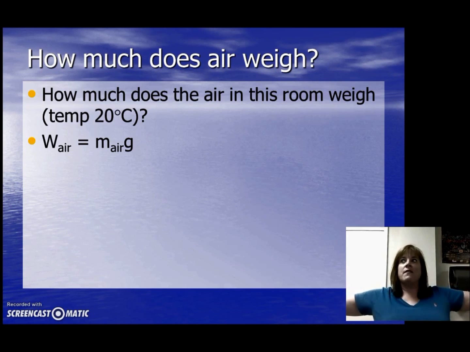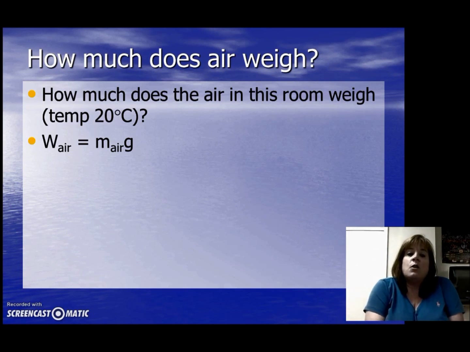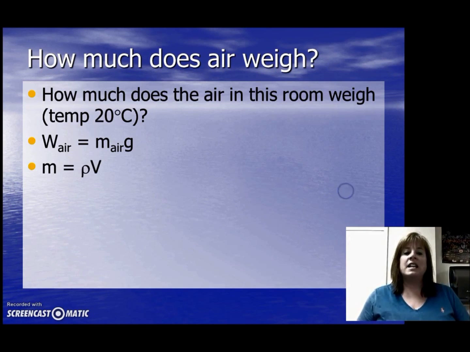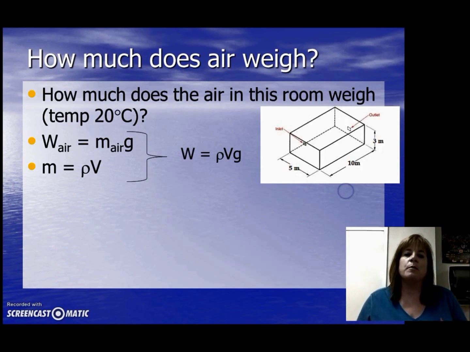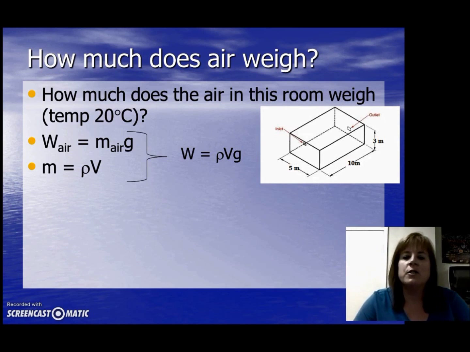Well, how do I get the weight of air in this room? I can't exactly stick it on a scale and measure it. But I can use density, because I know what the density of air is at specific temperatures, so I picked 20 degrees. That's 1.2 kilograms per meter cubed. And then I can figure out the mass by using that density and the volume of the room. So I measured the volume of the room, and of course, this isn't exactly my room, but it's fairly close. Length times width times height will give me the volume.